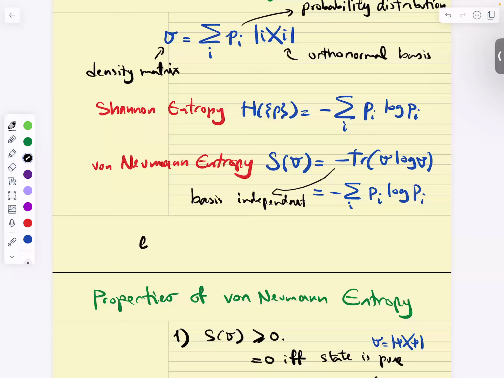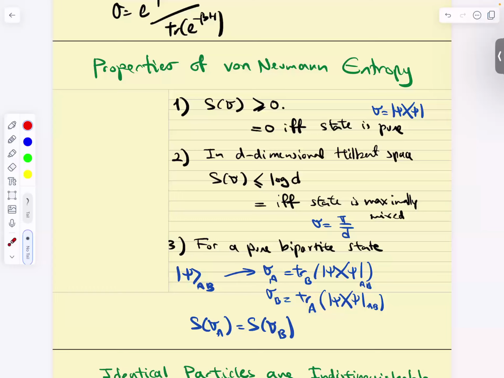These are very special states. If you group together any number of parties that's less than half of them, they know nothing. Any group more than half, they know everything. Those states exist in quantum mechanics.